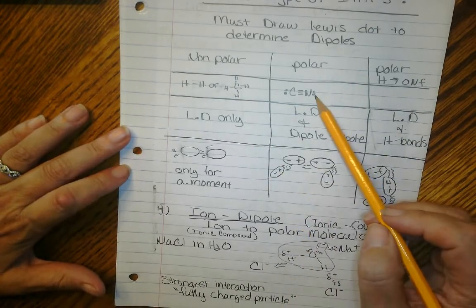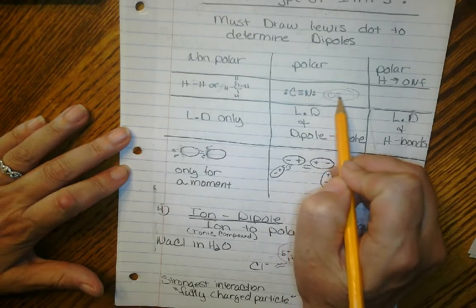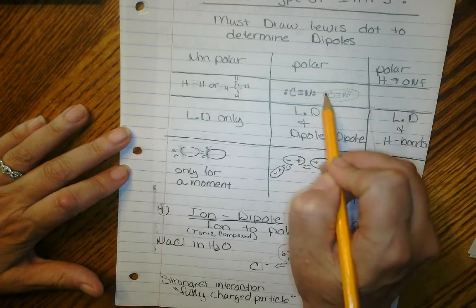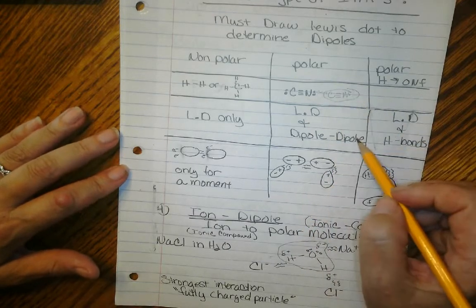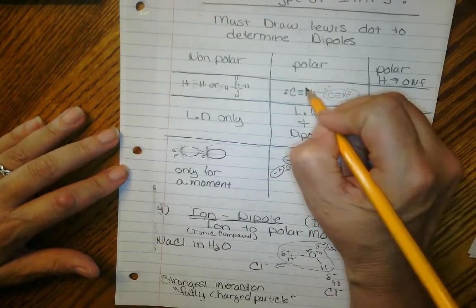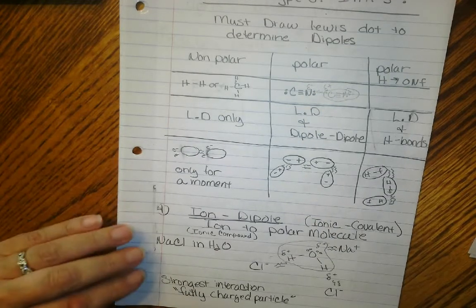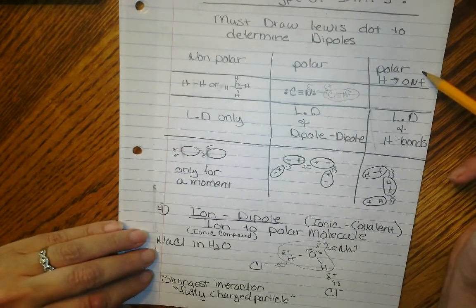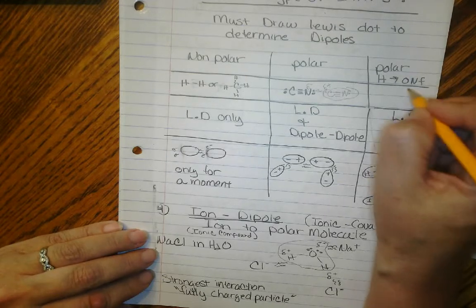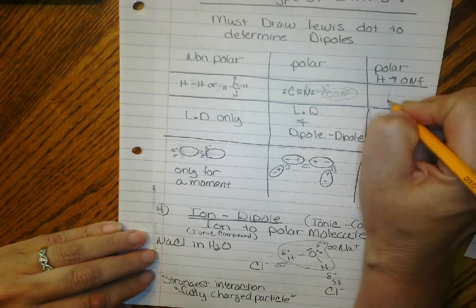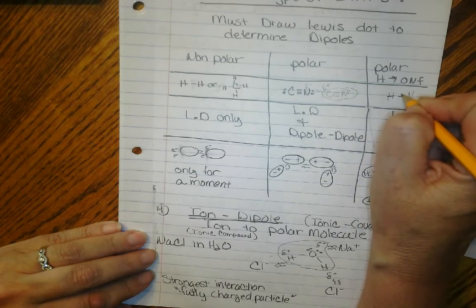Here I have a polar molecule, so it would be attracted to another polar molecule in the same cup. And I have dipole-dipole attraction because this is partial positive and that is partially negative. And then here I have a polar molecule, and I don't have an example there, so I will make that hydrogen bonded to a nitrogen.